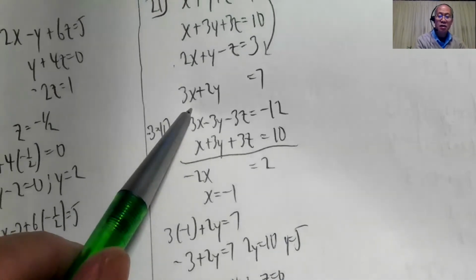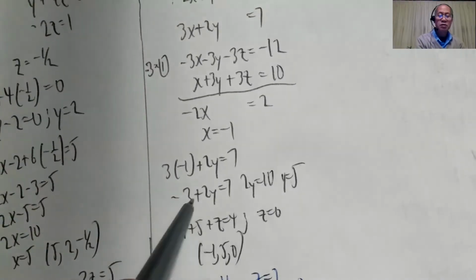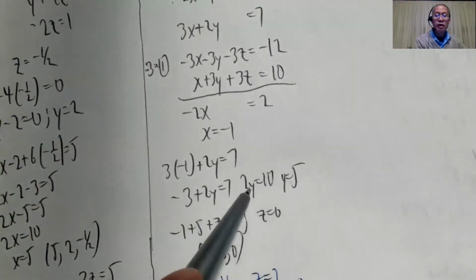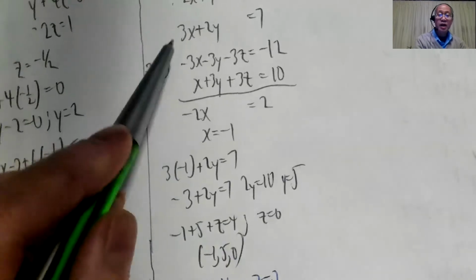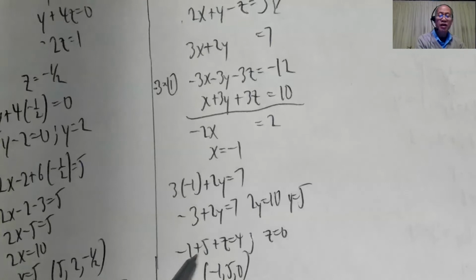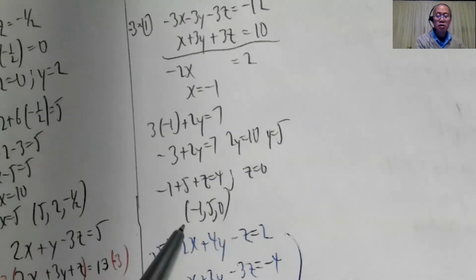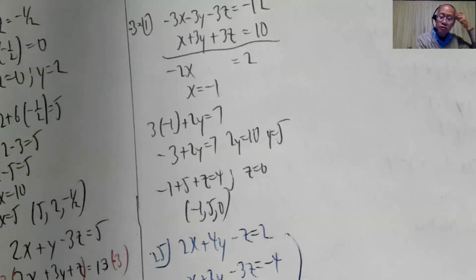Plug back into here. 3 times negative 1 plus 2y equals 7. Negative 3 plus 2y equals 7. 2y equals 10. Y equals 5. And plug back into the top equation. Negative 1 plus 5 plus z is 4. That's 4 plus z is 4. Z is 0. So negative 1, 5, 0.